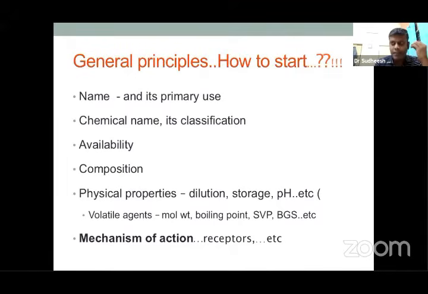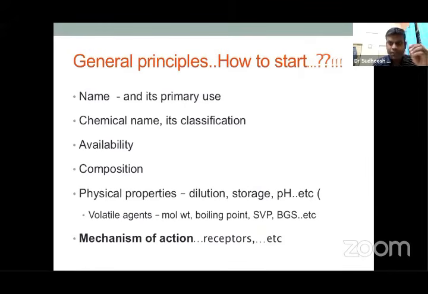For example, the importance of the boiling point is that you should know whether the drug exists as a liquid when it is exposed to room temperature and pressure. So that is what is important. And saturated vapor pressure is very important, because you need to see which kind of vaporizer it can fit into, whether an interchangeable use of vaporizer can be done or not.